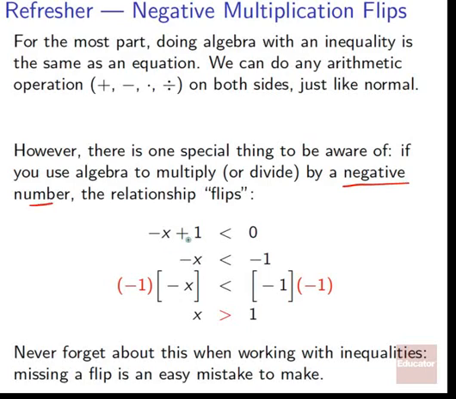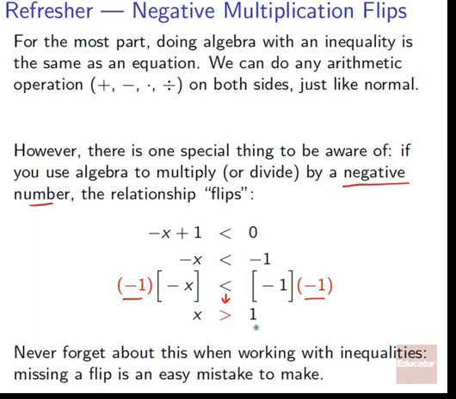So for example, if we have negative x plus 1 is less than 0, we can subtract 1 on both sides, and we get negative x is less than negative 1. At this point, we want to make our x positive, so we multiply both sides by negative 1, and that causes our inequality symbol to flip to the other way. So we go from less than to greater than. We now have x is greater than 1.